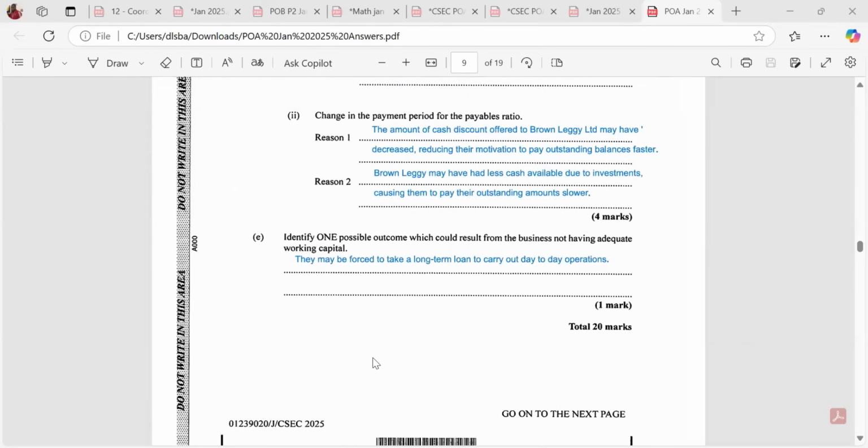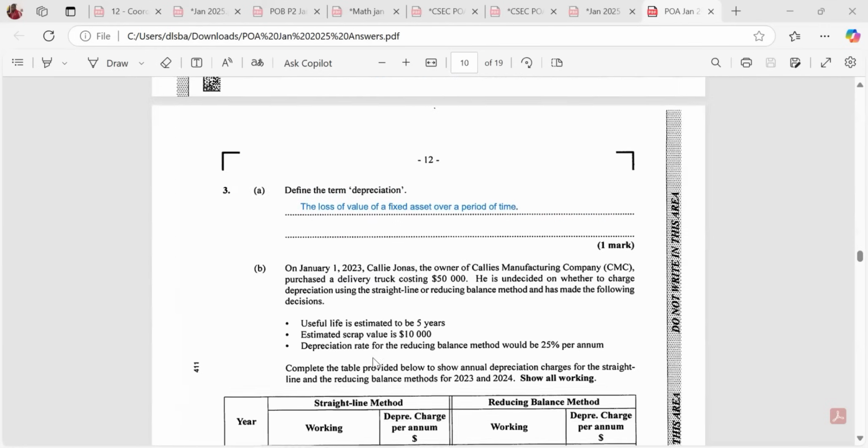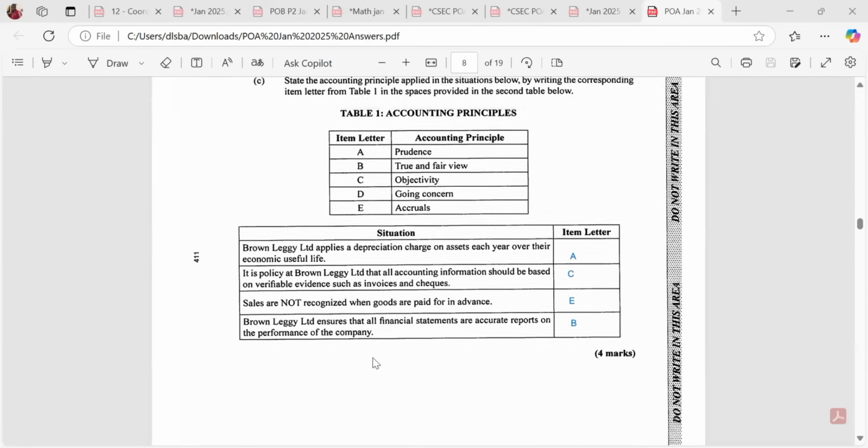E. Identify one possible outcome which could result from the business not having adequate working capital. Right? Not having adequate working capital, it may not be able to pay your workers on time. It may take longer to pay your debts. It may not be able to buy all the inventory you need. You may need to take a loan. Anything like that, right? Not having enough working capital is not a good thing. It affects your day-to-day operations, right? You might end up with a larger amount of accrued expenses. Anything like that would have worked. And that is the whole of number 2.